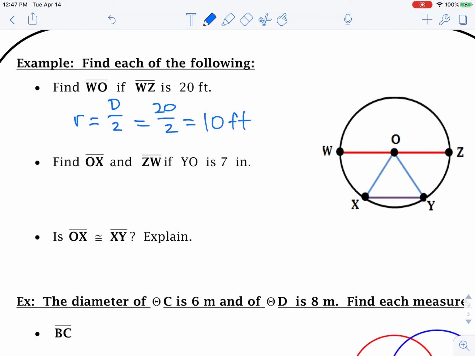Find OX and ZW if YO is 7. So first off, OX is a radius. ZW is a diameter, so it's 2 times the radius.